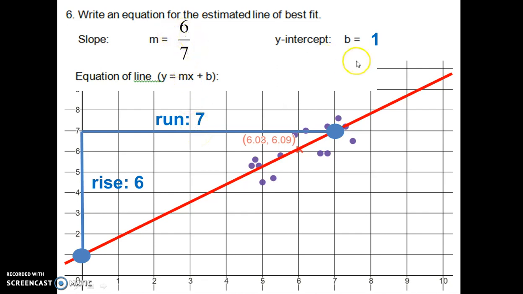Now we have our slope and our y-intercept. That means we can write the equation of the line, and it's going to be y equals m, our slope number, 6 over 7 x, don't forget the x, plus 1, our y-intercept. So there's the equation for this line of best fit. And the line of best fit always must pass through what's called a mean point.